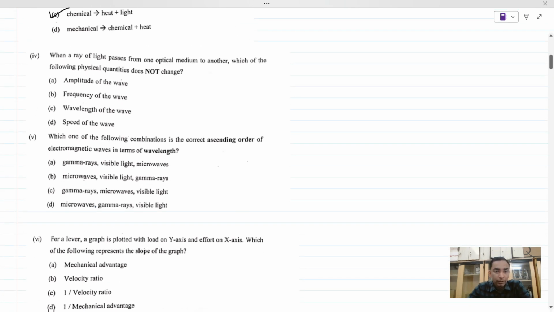Fourth, when a ray of light passes from one medium to another, of course, we know that the frequency does not change. Frequency is a characteristic of the source, not of the medium. So this would be the correct answer.